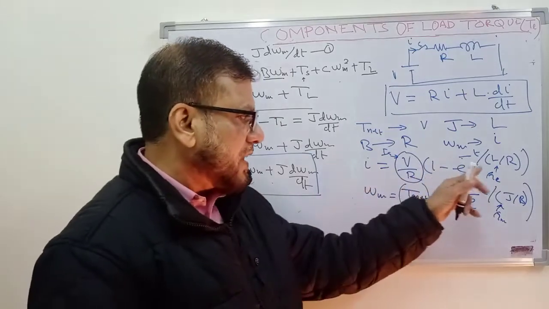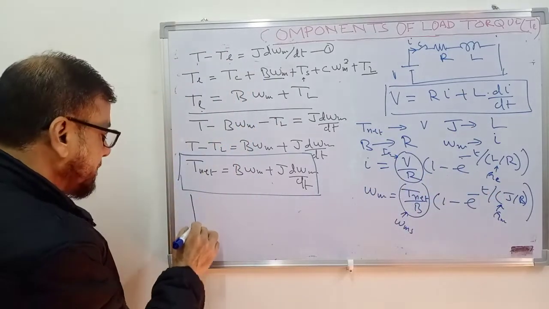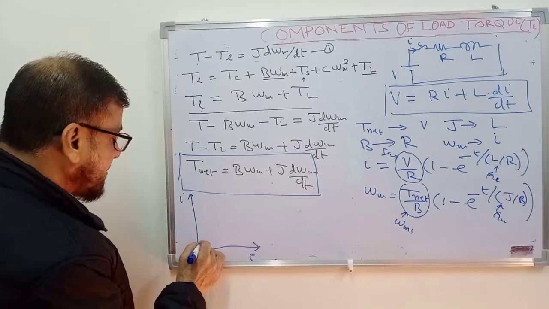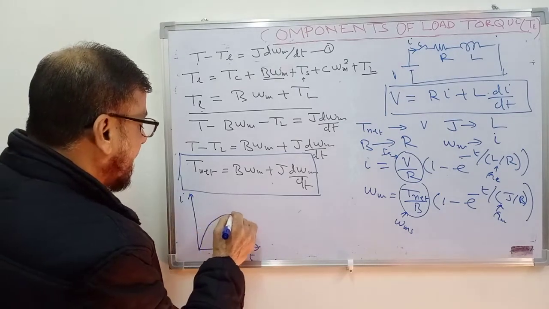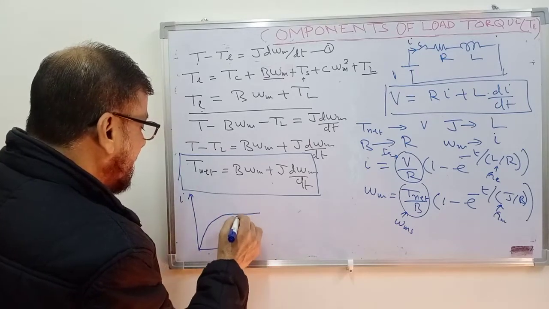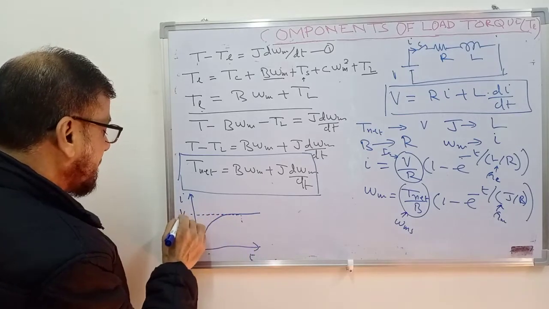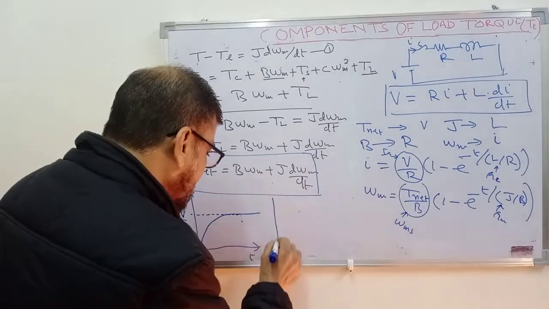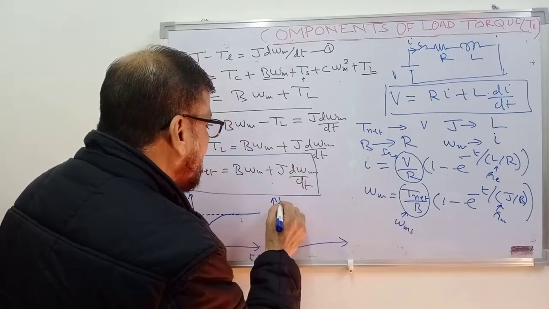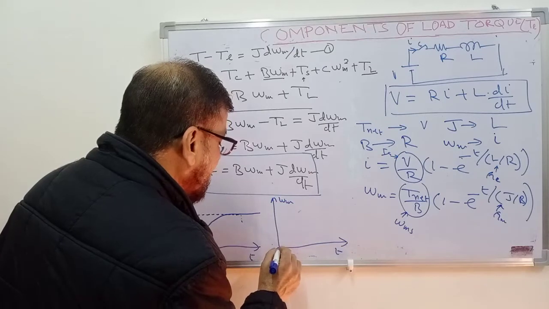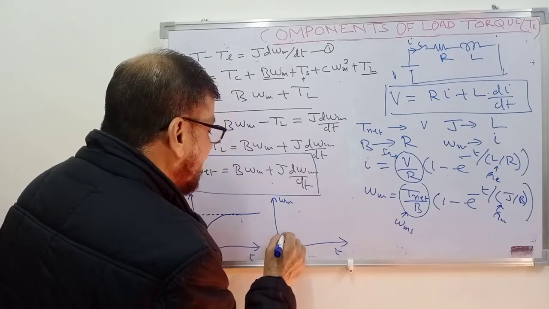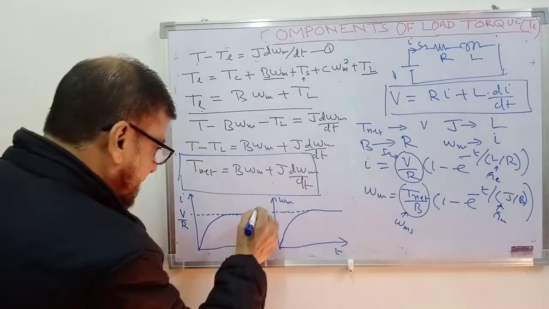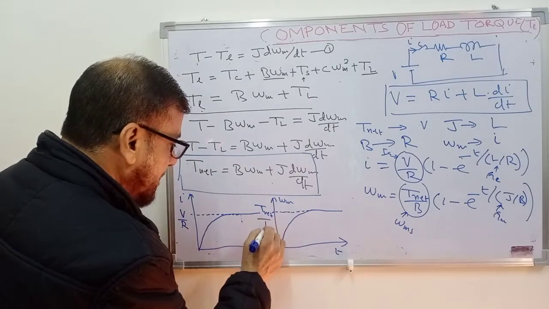If you plot current with respect to time, the curve looks like this. Current I rises initially, and finally it saturates and becomes constant, and this value is equal to V upon R, which we call the steady state current IS. Similarly here also, if you plot speed with respect to time, the speed will rise initially linearly, then it saturates to the steady state speed omega ms, that is T net upon B.